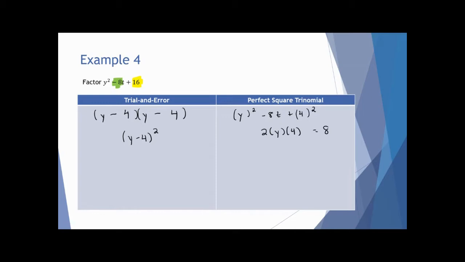Oops, I see that I have a t. That should be a y. I'm like, wait a minute here, my variables are different. That should be minus 8y. I should match those. Okay, so this would give me 8y.